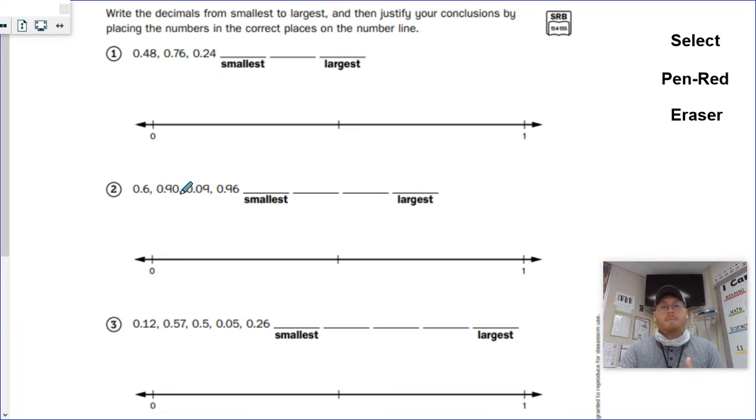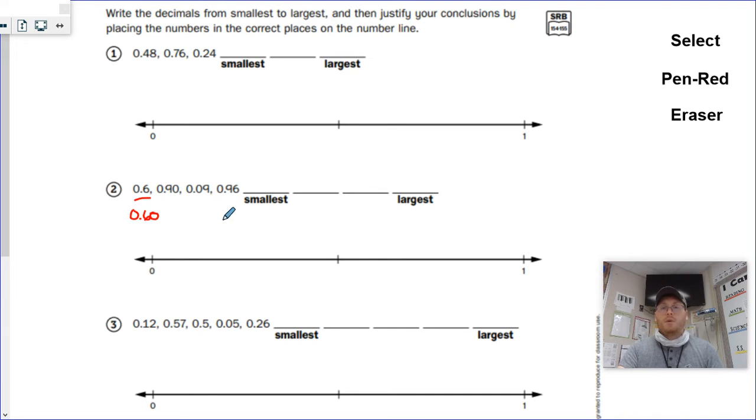Okay, so we're going to look at number 2 here. And before I even begin, I'm going to look at all my decimals. So I have 0.6, 0.90, 0.09, and 0.96. Now, not all of my decimals are to the same place. 0.6 is not to the same place as everybody else. Everybody else is to the hundredths place. So I have to change him and convert him to hundredths. Well, I know that 0.6 is saying 6 out of 10 because it's to the tenths place. If I multiply both the 6 and the 10 by 10, I get 60 out of 100.